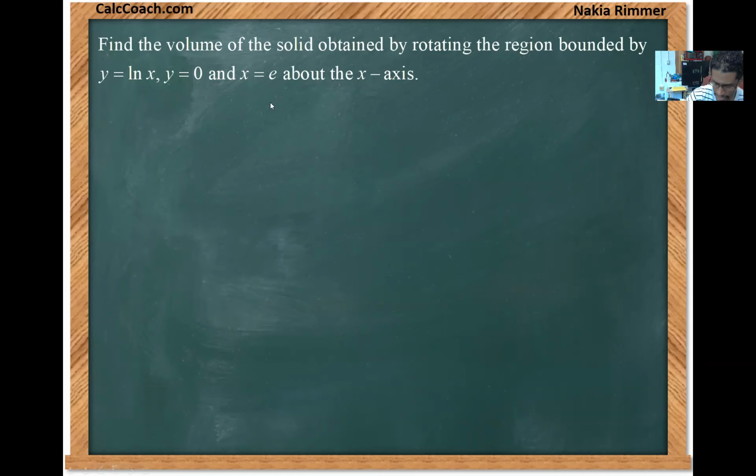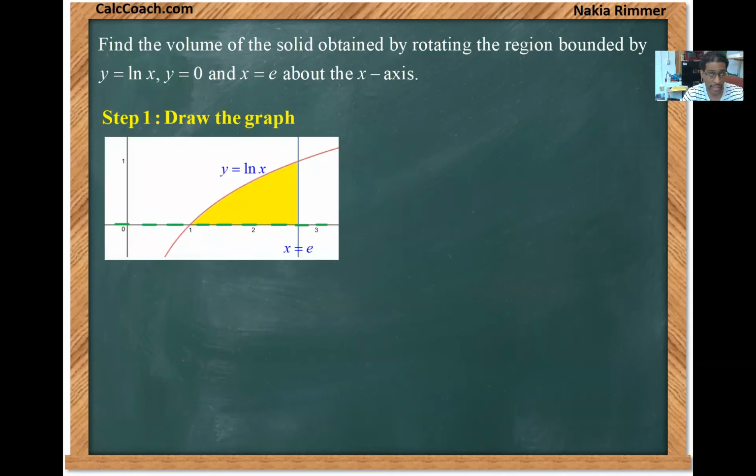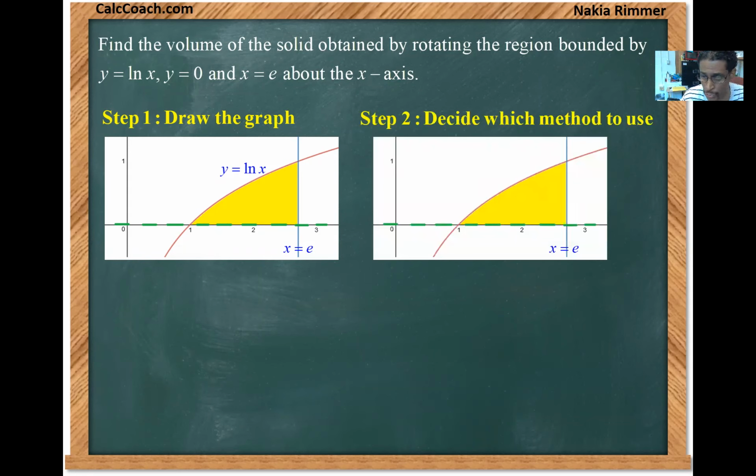Let's draw the graph. So log x crosses the x-axis at 1, and has the following red graph there. X equals e is a vertical line, and y equals 0 is the x-axis. And we are rotating about the x-axis. We make that dashed. When you do this, you should make a second copy and decide which method to use.